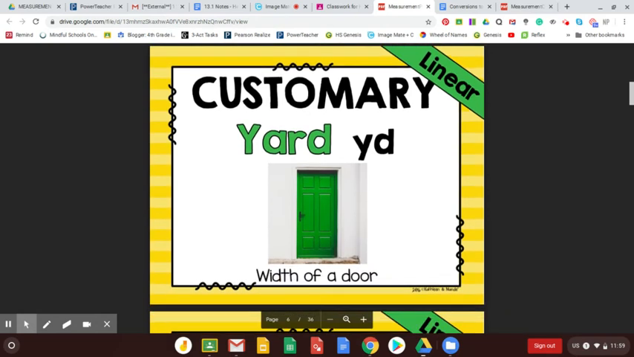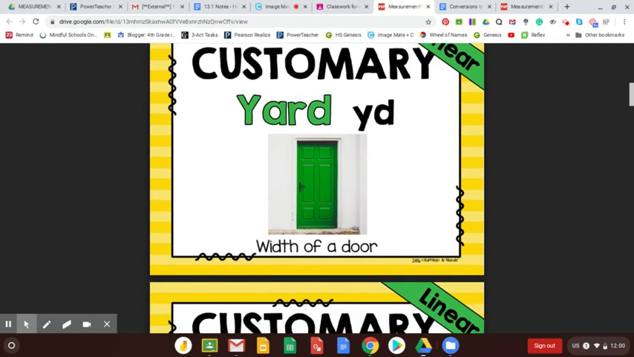Then we have a yard, and a yard is 3 rulers put end to end. You can also think of it as the width of a door. So, like from the handle all the way to the other side of that door, the width of it.